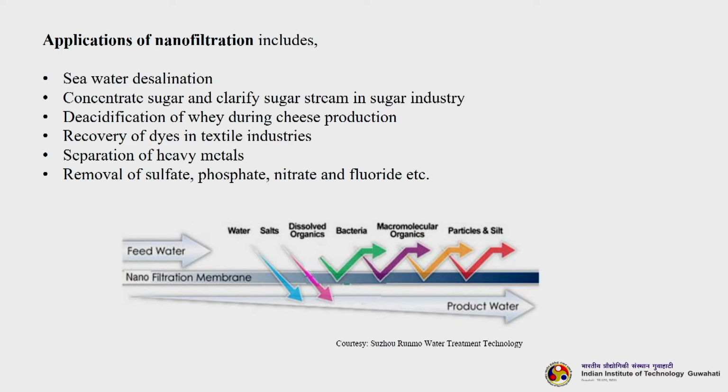The applications of nanofiltration include seawater desalination, then concentrating and clarifying sugar streams in the sugar industry. It has huge application in sugar industries. Then deacidification of whey during cheese production, recovery of dyes in textile industries, separation of heavy metals from water and wastewater, and removal of sulphate, phosphate, nitrate and fluoride. If you look at the figure below, the nanofiltration membrane will allow only water and salts to pass through, whereas all other dissolved organics, bacteria, viruses, macromolecular organics, particles and silt will be retained or rejected by it.